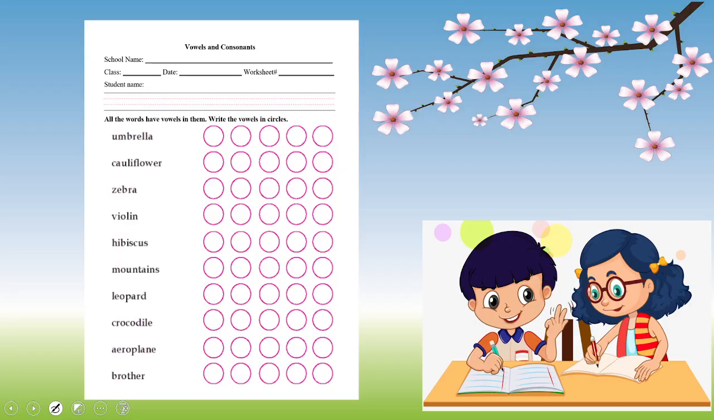What you are supposed to do? Words are given to you. You have to find out the vowels and write them in the circles given here. All right? Okay, that's great.